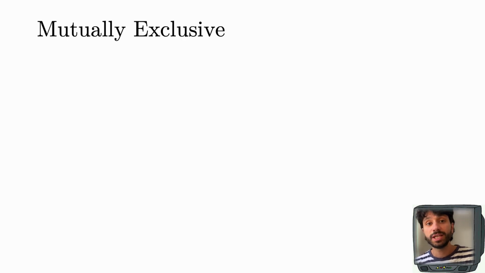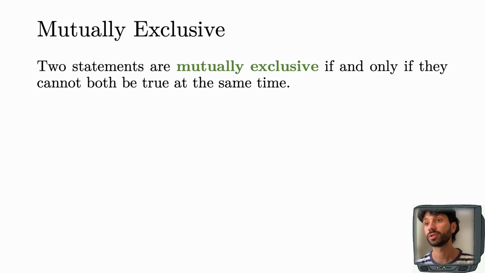Cool. So we've seen 3 rules that are going to be our foundations. So we still have 2 to go for the rest of this class. And to start off with the 4th one, we'll go over the meaning of mutually exclusive. So the definition of mutually exclusive is the following. 2 statements are mutually exclusive if and only if they cannot both be true at the same time.